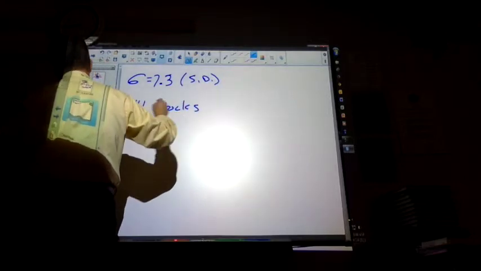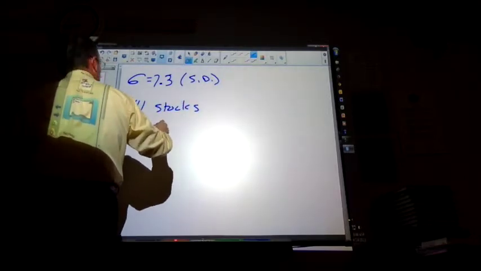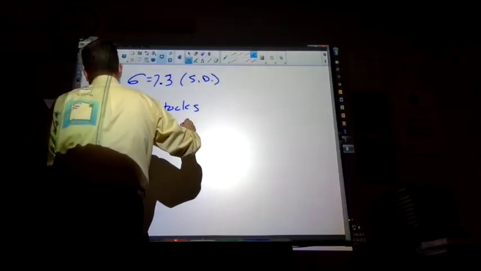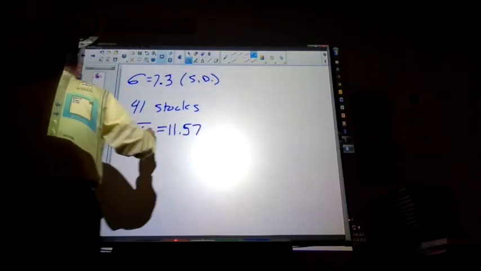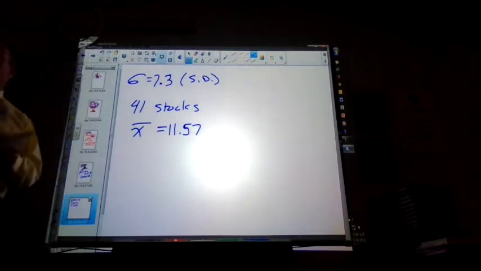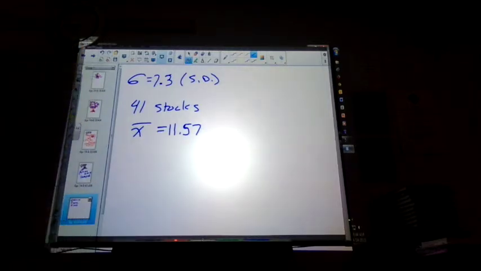Okay, we're looking at 41 different stocks, and we have a mean, or an average, of 11.57% return. Does anybody know what an 11% return, how long does it take to double? Somebody with a calculator? So you have to do it real quick. Katie, get a calculator. Ready? 72 divided by 11.57. Means that if you have 11.57%, 6.22 years would take to double your money.